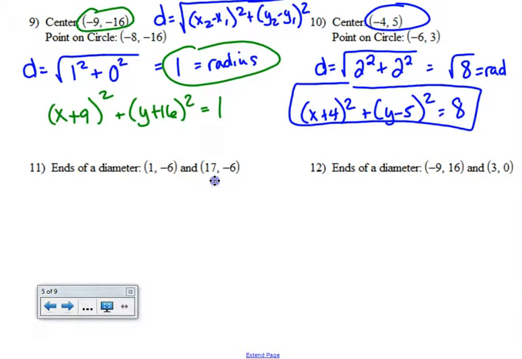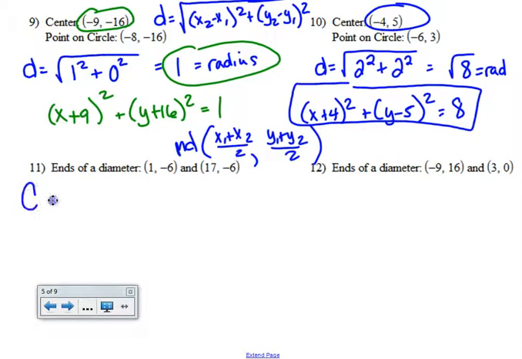So it would help if we remembered midpoint from 12 minutes ago. Midpoint, remember, was, yep, add the x's, divide by 2. And then same thing with the y's. Average of your x's, average of your y's. That's midpoint. So let's start there.